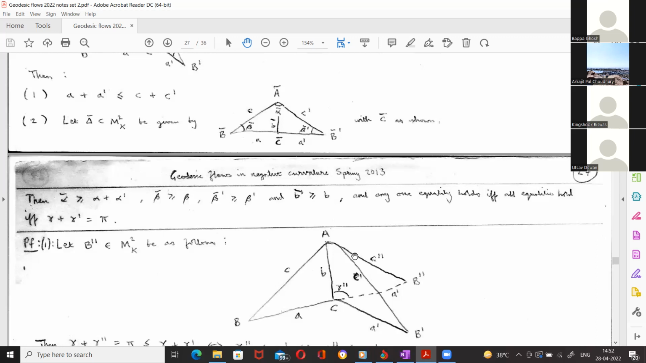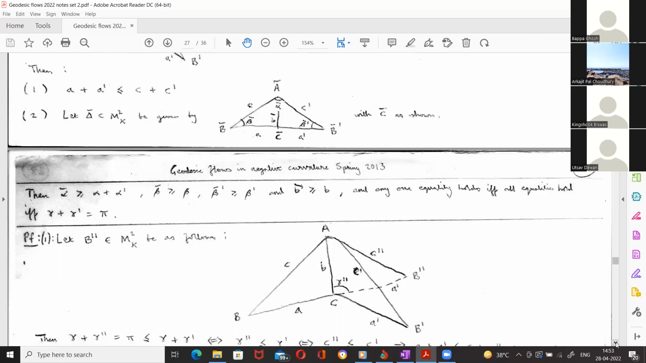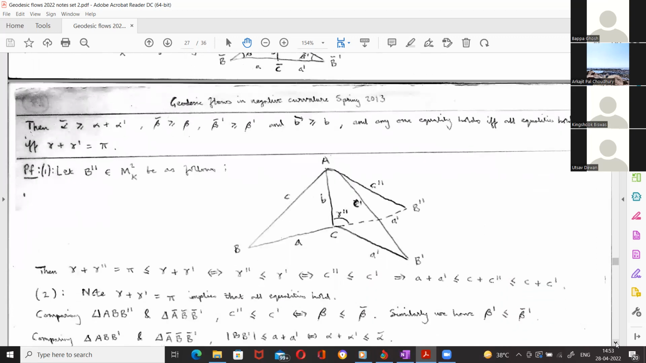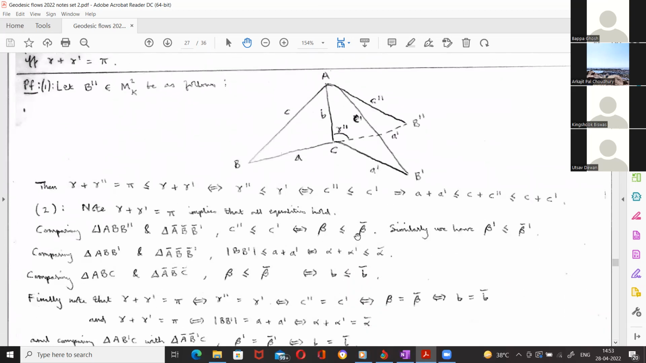But now the opposite side here, C double prime, we showed is less than or equal to C prime. Therefore this angle here, which is beta, is less than or equal to this angle here, which is beta bar. So that proves that beta is less than or equal to beta bar. And then a similar argument interchanging B and B prime will show you that beta prime is less than or equal to beta bar prime. It's just by symmetry.